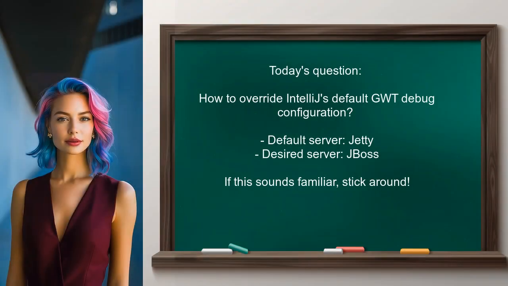Here's the specific question we're addressing today. One user asked how to override IntelliJ's default GWT debug configuration, which uses Jetty, to instead use a JBoss server. If this sounds familiar, stick around as we explore the solution.